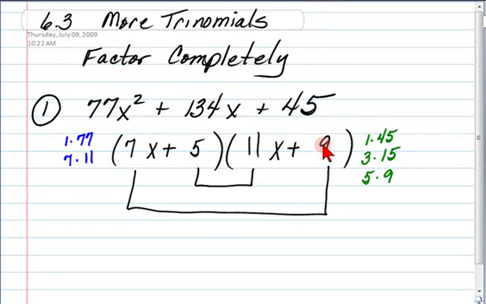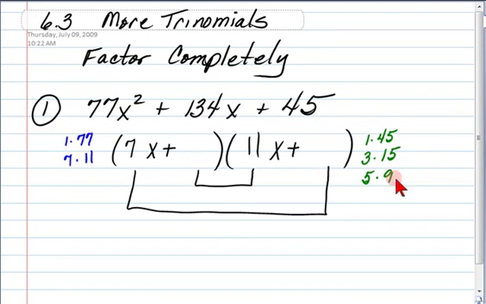The outer product is 63x. The inner product is 55x. Do those add up to be 134? No. Okay, now that only tells me one thing. This combination in this order is not right. So erase, erase, erase, erase.